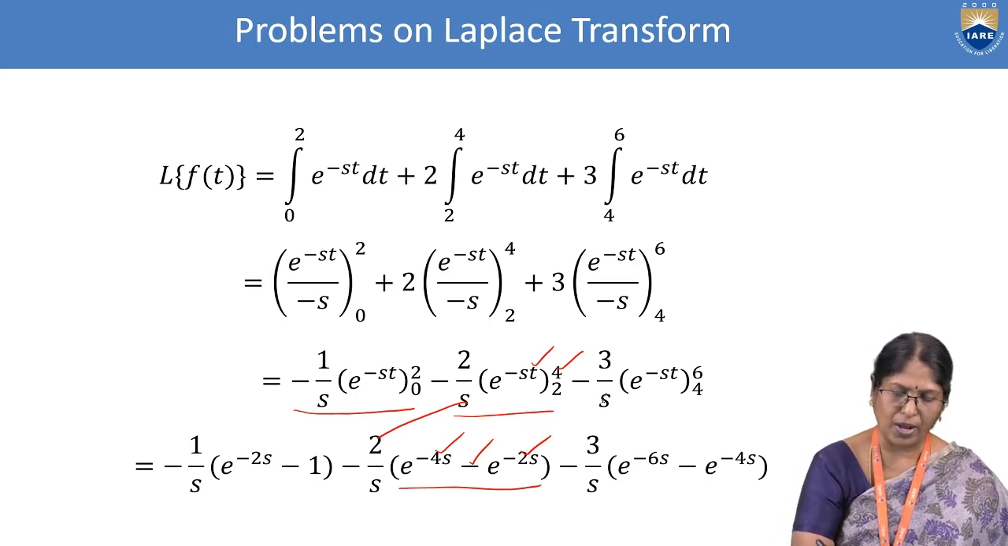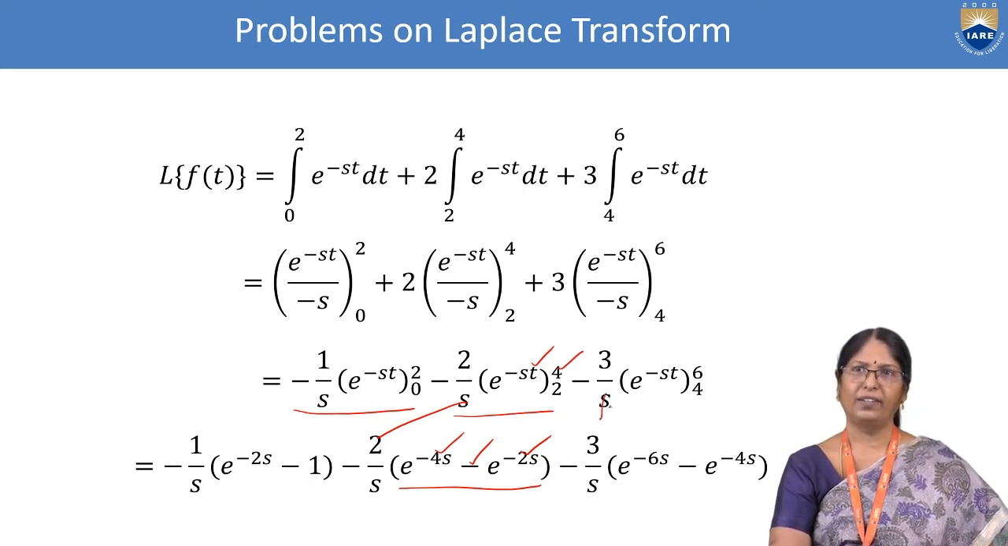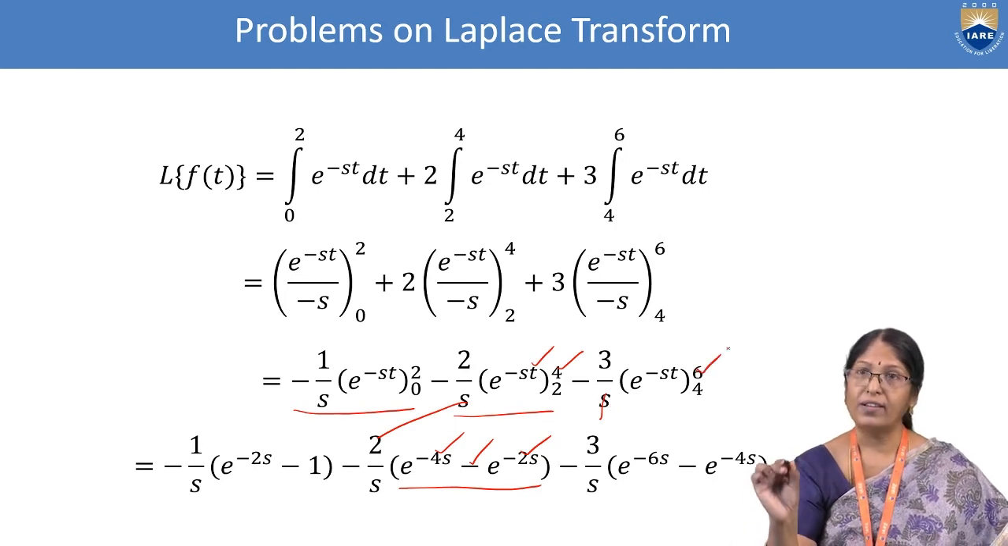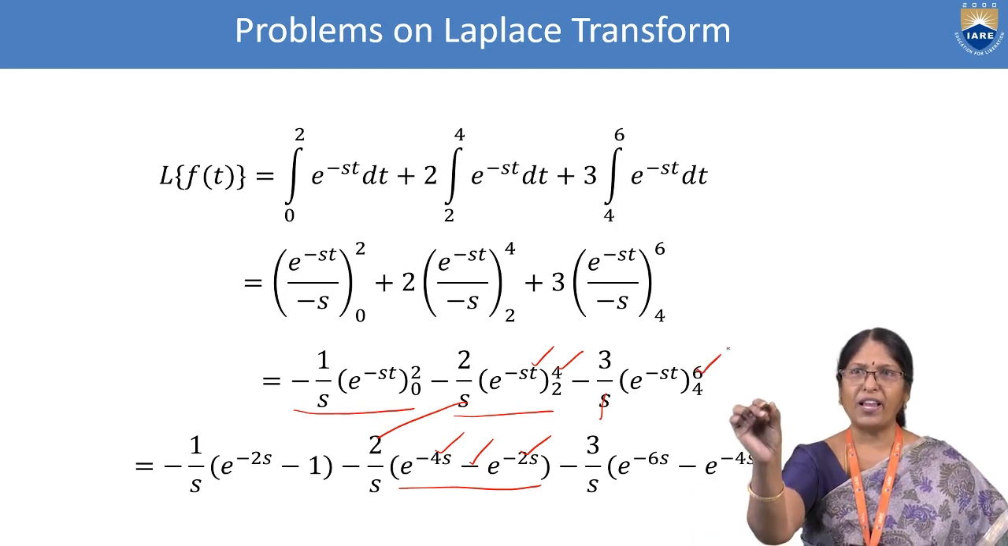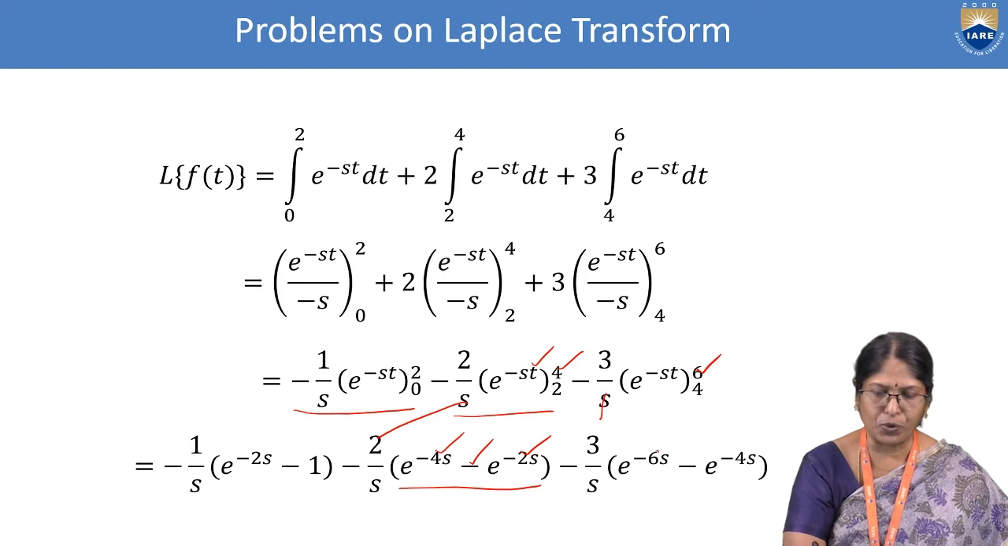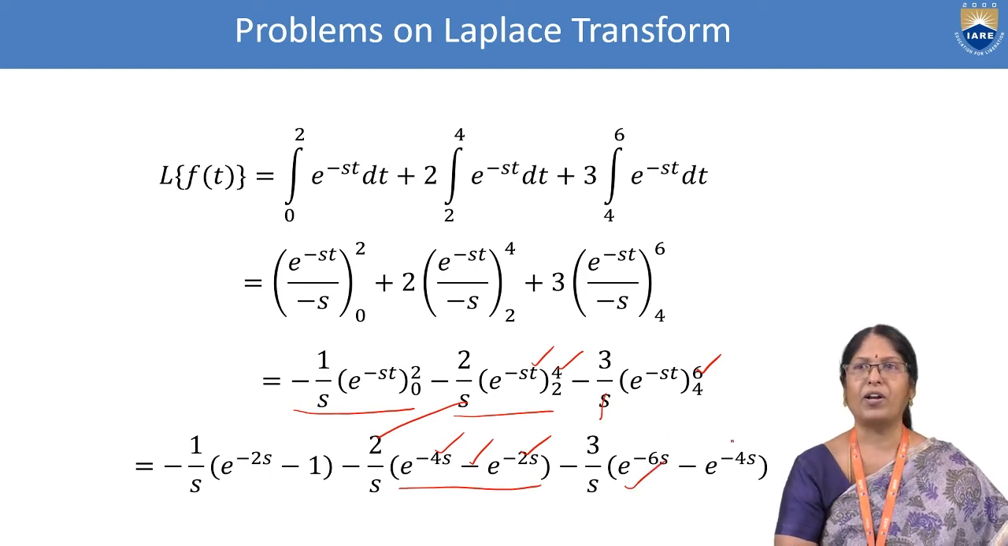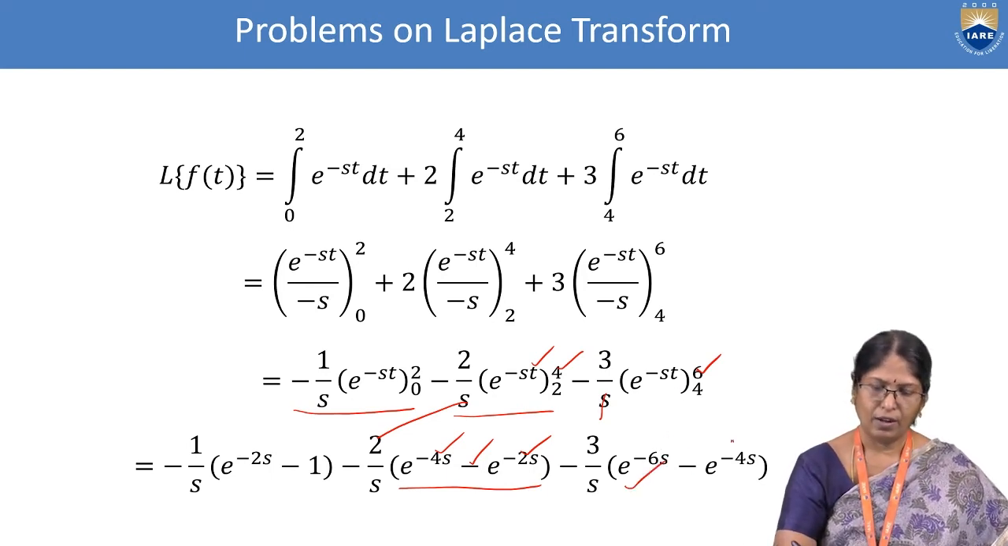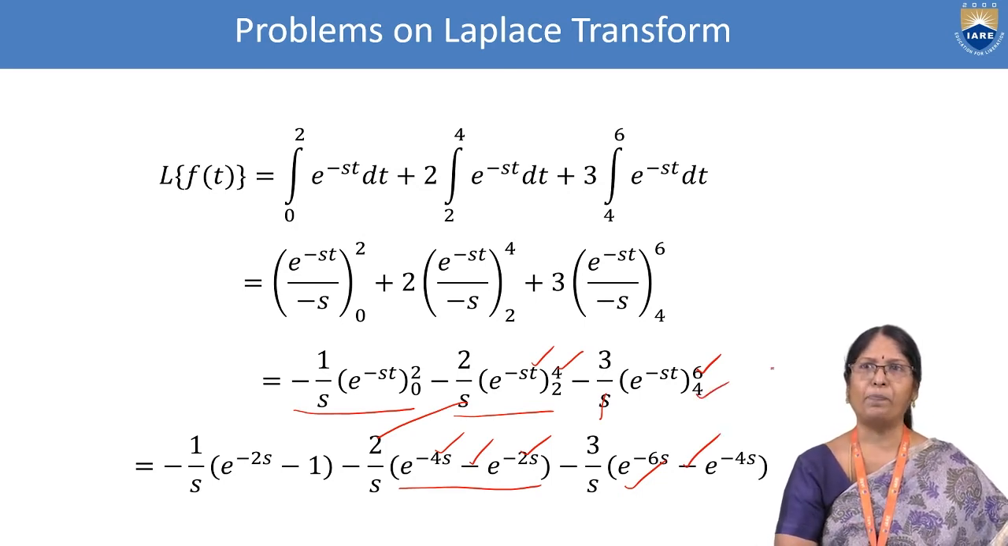So, third one, minus 3 by s. Upper one is 6. So in the place of t, we will substitute 6. So, e power minus 6s, formula minus, the lower one is 4. So, e power minus 4s.